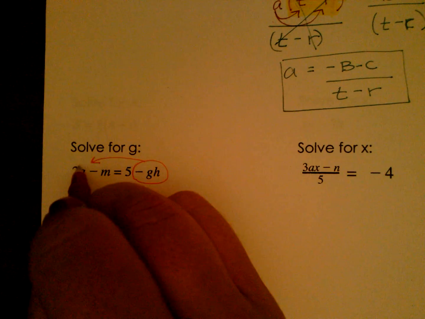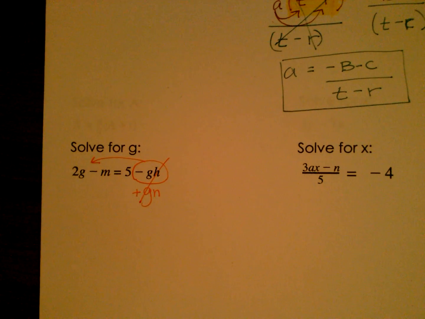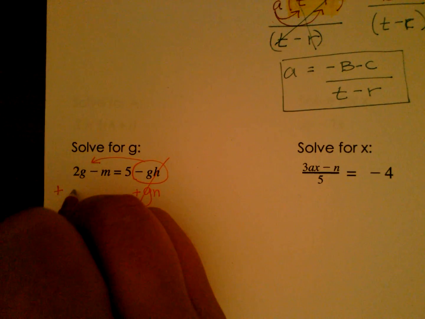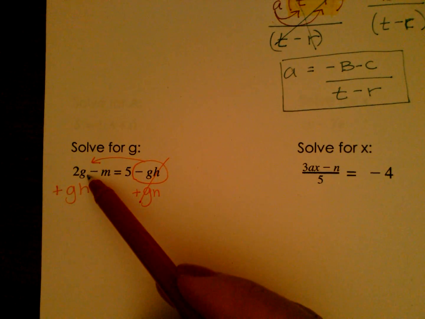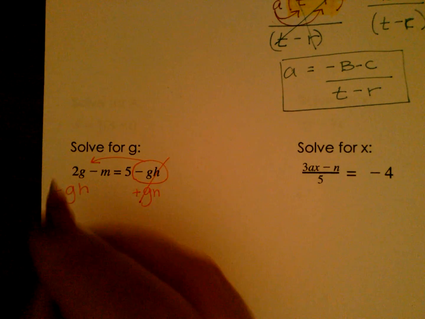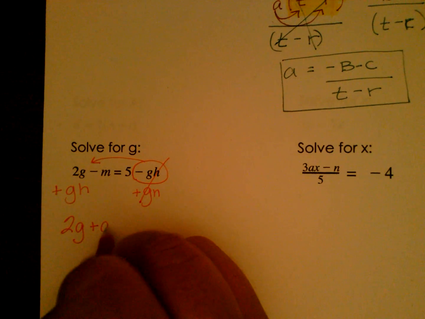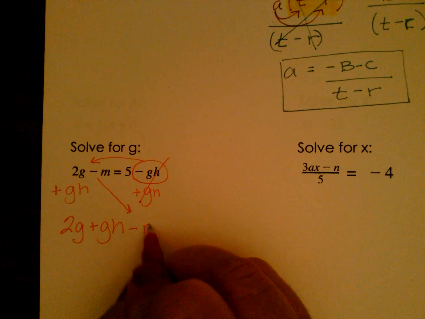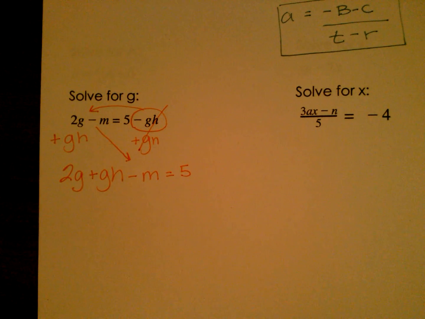To make negative GH go away on that side, so to say, we would have to add there. This is G's, not GH's. They are not like terms, so I cannot combine them. So I have 2G plus GH, carry down the minus M, equals 5.